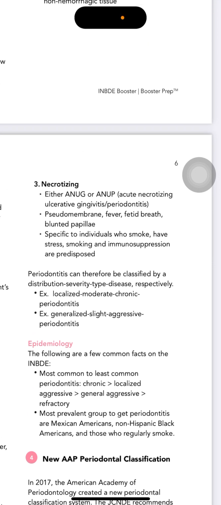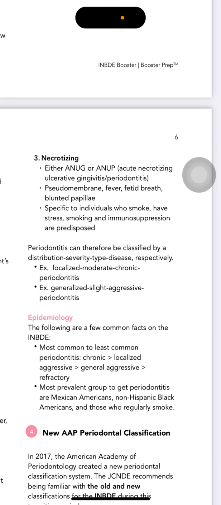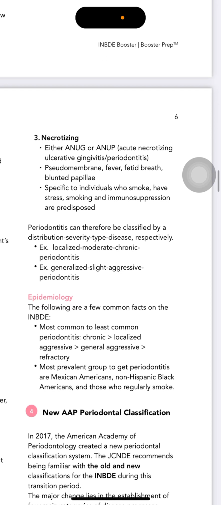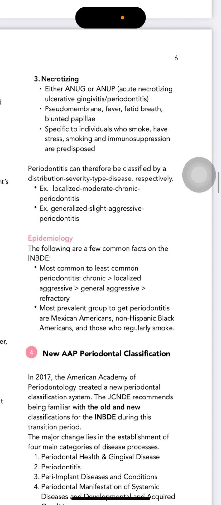Necrotizing: either NUP, acute necrotizing ulcerative gingivitis or periodontitis, with pseudomembrane, fever, fatigue, bad breath, and blunted papillae, specific to individuals who smoke. Stress, smoking, and immunosuppression are predisposing factors. Periodontitis can therefore be classified by distribution, severity, type, and disease, respectively. For example, localized, moderate chronic periodontitis, or generalized, severe aggressive periodontitis.